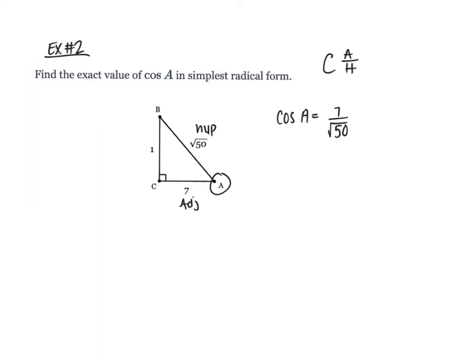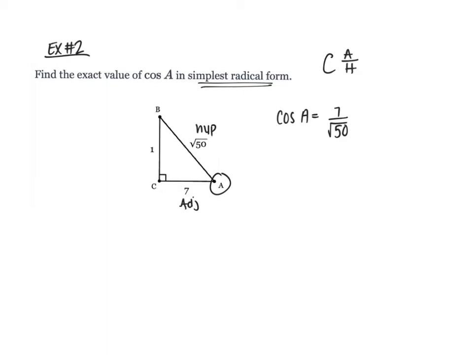But mathematically speaking, we're not allowed to have radicals in the denominator of a fraction. So if you put this into your Delta Math, it would mark it wrong because it's not technically simplest radical form. So there's a process called rationalizing the denominator that will allow us to make this radical in simplest form.